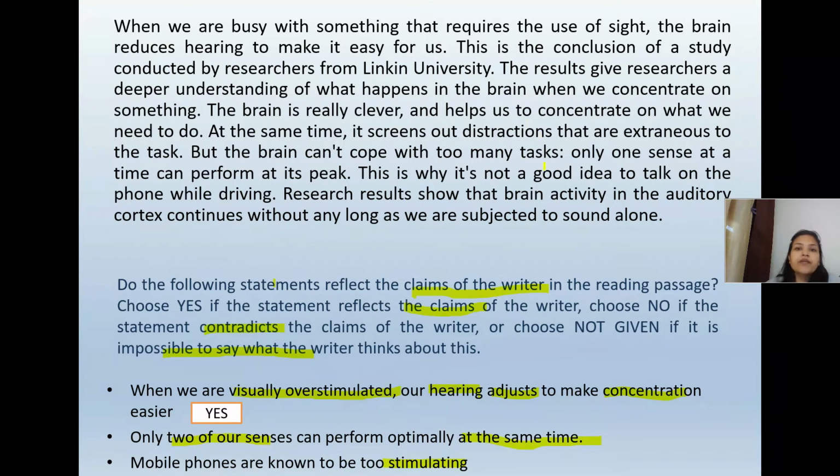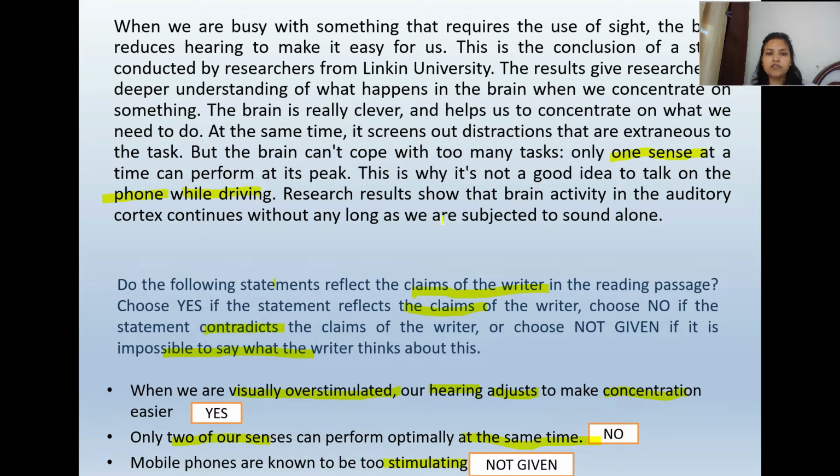That means the brain can only focus on one sense, and here it is saying two of our senses. So it would be no. And here, though the paragraph is talking about the phone while driving, it's not saying that mobile phones are known to be too stimulating. So it would be not given, right?